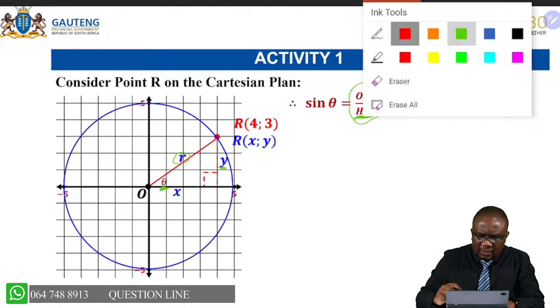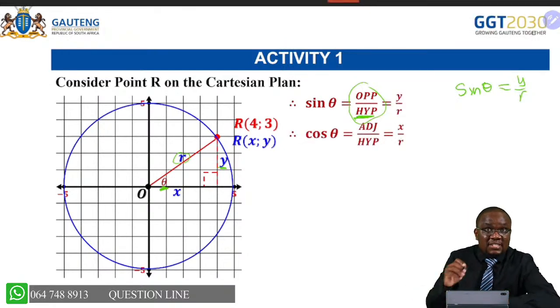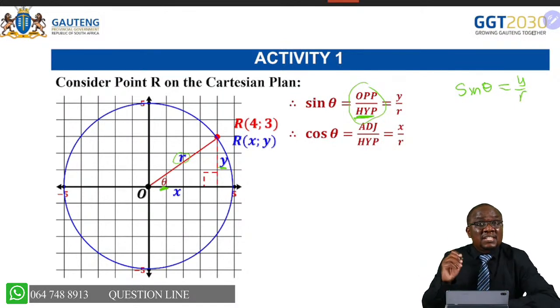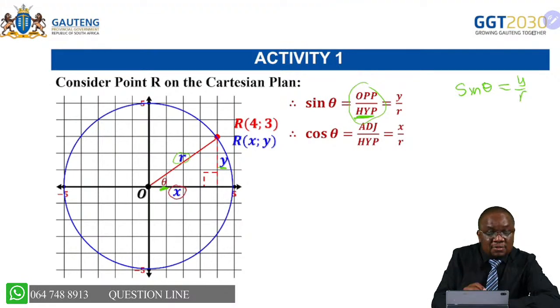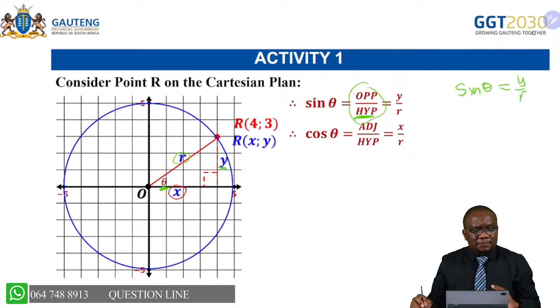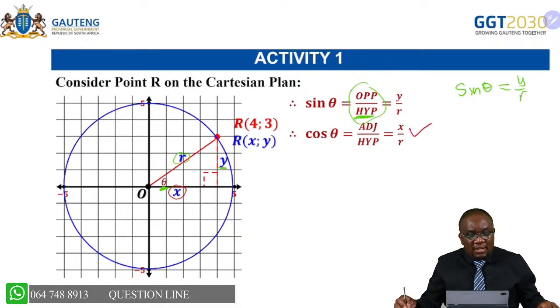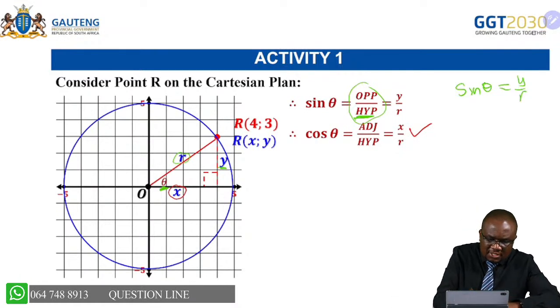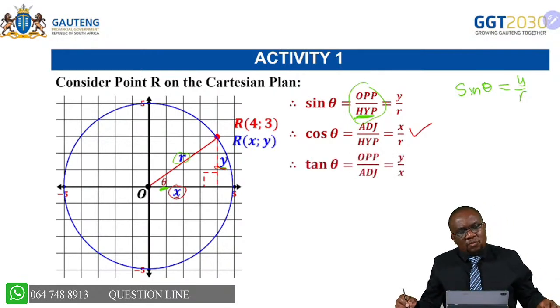Right. And then cos theta is what? Adjacent over hypotenuse. Adjacent side over hypotenuse. So adjacent side is x, and then hypotenuse is r. Cos theta is x over r. Please write this one down, or you're marking it, okay? Because I gave you time to do it. And then tan theta, opposite over adjacent. Opposite is y, adjacent is x. So tan theta is y over x.